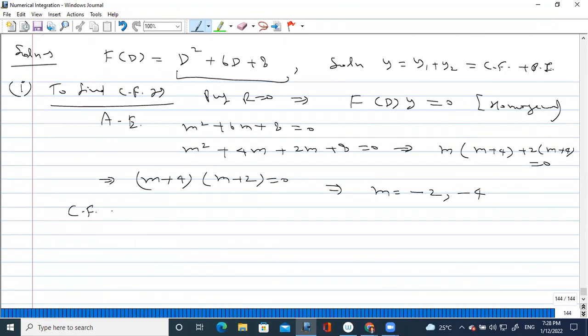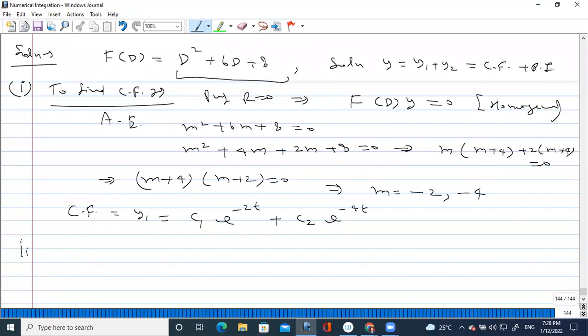So the complementary function y1 will be, because these are two real and distinct roots, C1 e to the power minus 2t plus C2 e to the power minus 4t. Okay, any problem in this? This is the same as the homogeneous case.